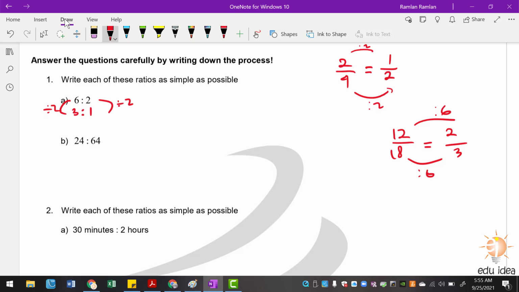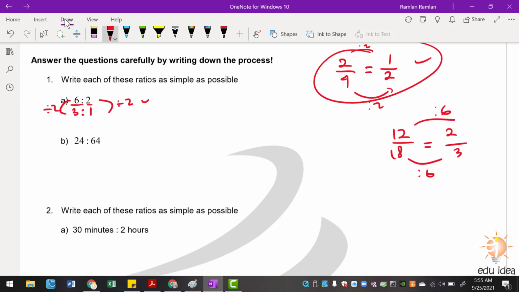Just remember that you need to write it down like this instead of like this. Because this one is a fraction, this one is a ratio, and you read this as 6 to 2. It's not 6 over 2 or 6 per 2. So that's the basic difference between a ratio and a fraction. Okay, let's go to the next one.